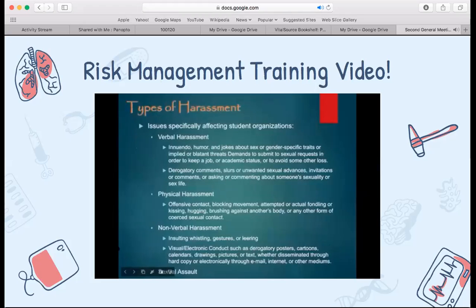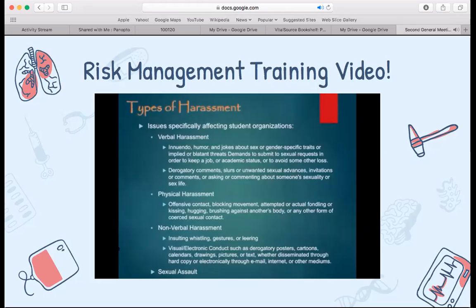Types of harassment. So issues specifically affecting student organizations are verbal harassment, so innuendo, humor, jokes about sex or gender specific traits, or implied or blatant threats, demands to submit to sexual requests in order to keep a job or academic status or to avoid some other loss, derogatory comments, slurs, unwanted sexual advances, invitations or comments, or asking or commenting about someone's sexuality or sex life.